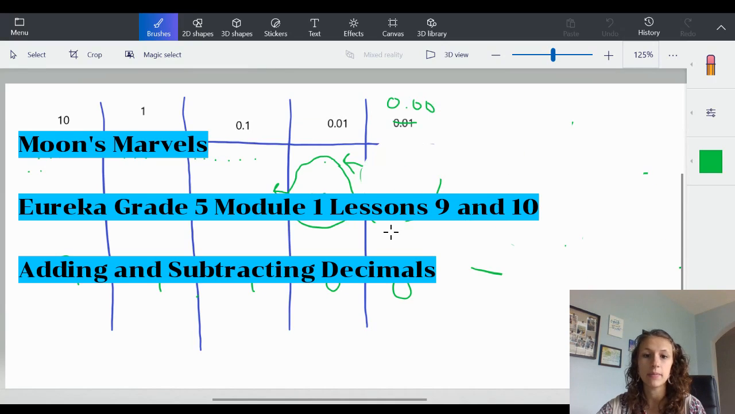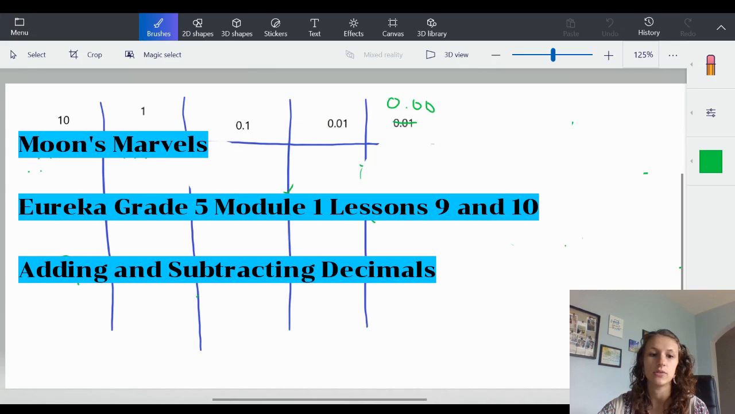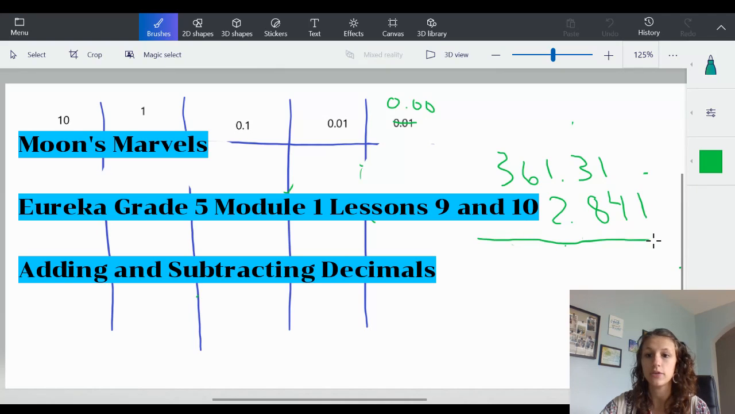It's important to remember that this really is the exact same as what we've been doing with our integer addition and subtraction, just now we're working with different units. Remember, decimals are not anything to be scared about, not anything to be worried about. It's simply a different unit. All right, so for this one, let's think about 361 and 31 hundredths. And we're going to be taking away 2 and 841 thousandths. It's very important that we line up our place values. A good rule of thumb is to line up that decimal, and then that way you can line up the rest as we go.